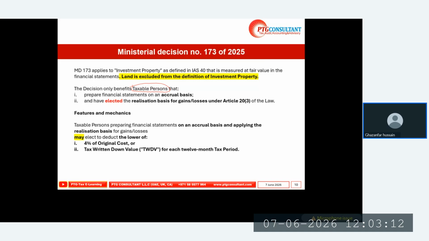In this decision on tax benefit, everybody may not get the benefit. So then we'll look into that. The decision only benefits a taxable person that prepares financial statements on accrual basis. The first one: financial statements prepared on accrual. And the second: elected on realization basis for gains and losses.